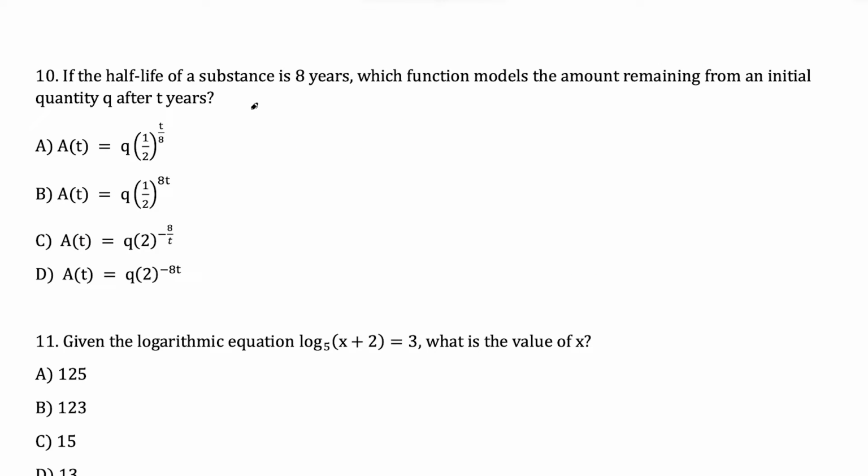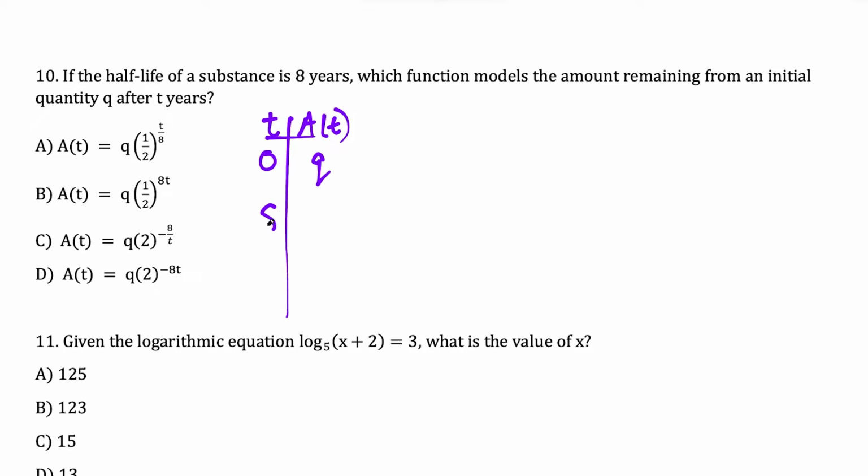Question 10, if the half-life of a substance is 8 years, which function models the amount remaining from an initial quantity Q after t years? So for this one, what I want to do is make a table of values, and we're going to have the t column and the A of t column. And at time 0, we're going to have a quantity of Q, because at time 0, that's the initial time, and we're told here that we have a quantity of Q.